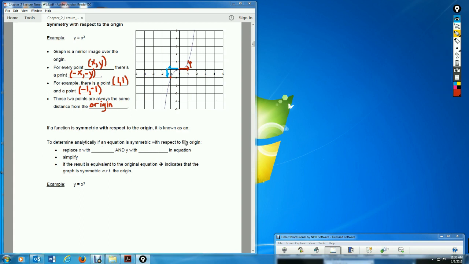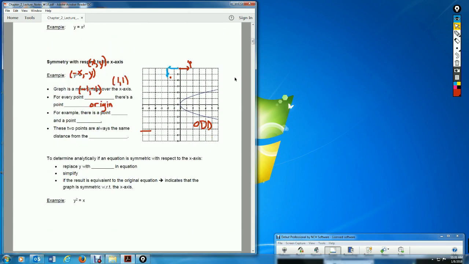All right, if a function is symmetric with respect to the origin, it is known as an odd function. An odd function, okay? So remember above, if it was symmetric with respect to the y-axis, it was even. Now we're saying if it's symmetric with respect to the origin, it's odd. And if you recall, we didn't give a particular name to something that was symmetric with respect to the x-axis.